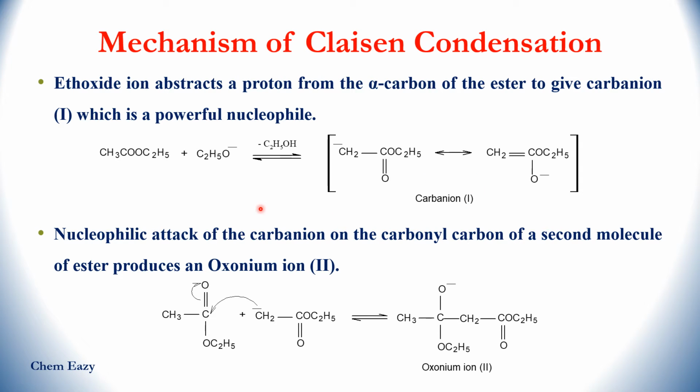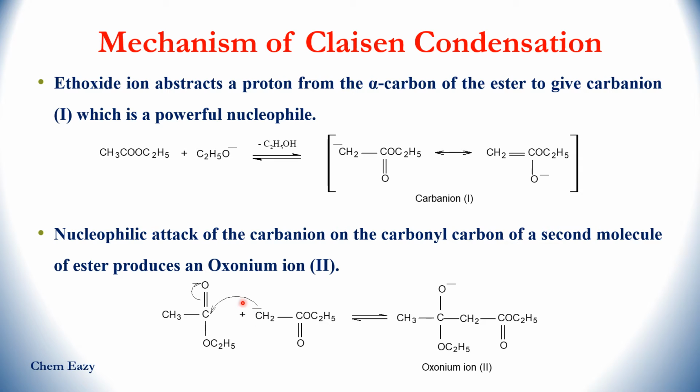In step 2, nucleophilic attack takes place. So this carbanion attacks the carbonyl carbon atom of the second molecule of the ester and produces oxonium ion. So this is the carbanion which is produced in step 1, consisting of a negatively charged carbon atom. This carbon attacks this positively charged carbon atom of the carbonyl group. This is the second molecule of ester.